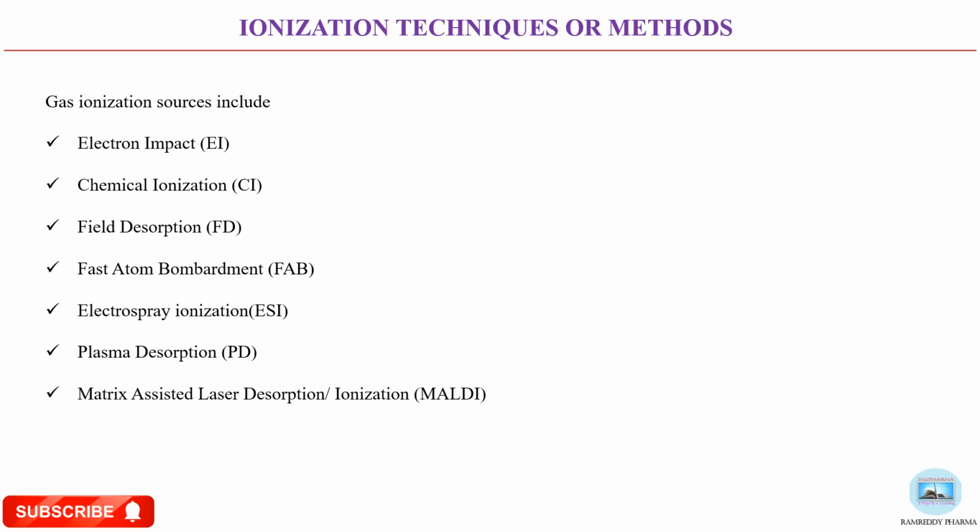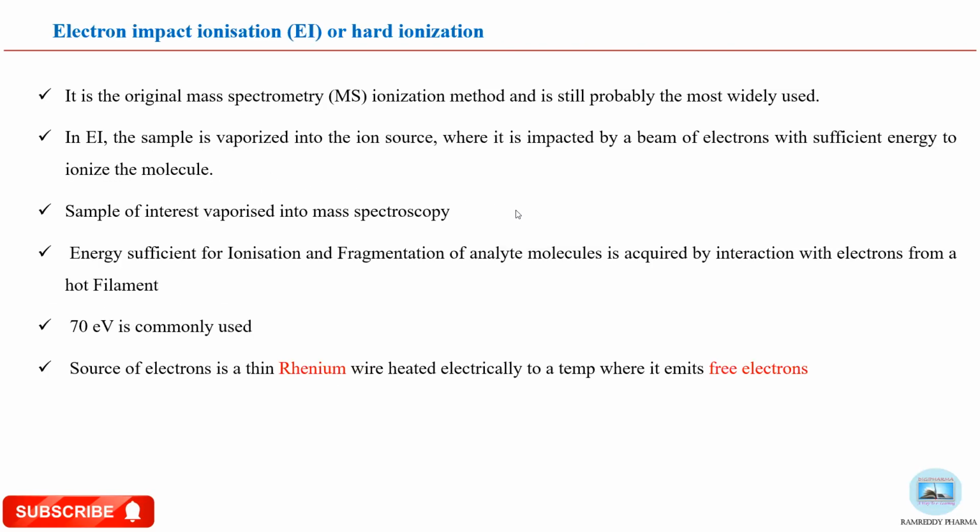Here, different methods or techniques are available for ionization. The first method is electron impact ionization, then chemical ionization, field desorption, fast atom bombardment, electrospray ionization, plasma desorption, and matrix assisted laser desorption ionization, which is called MALDI. So, electron impact is nothing but the impact or bombardment of high energy electrons with the molecule.